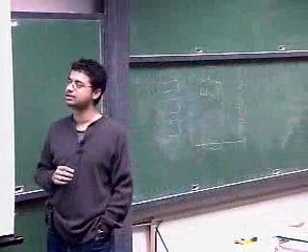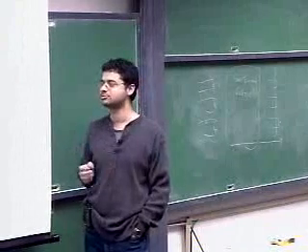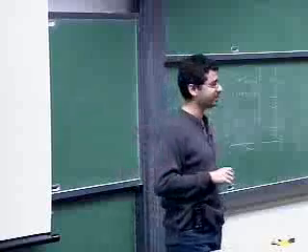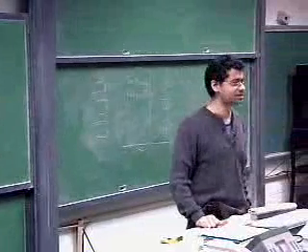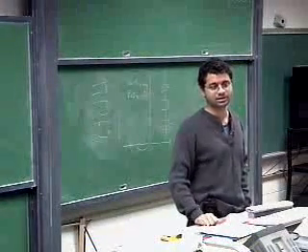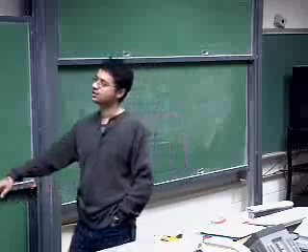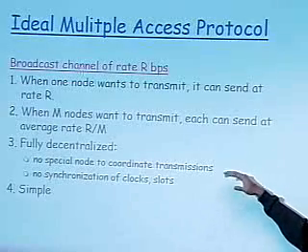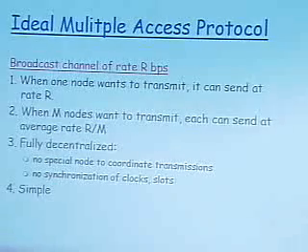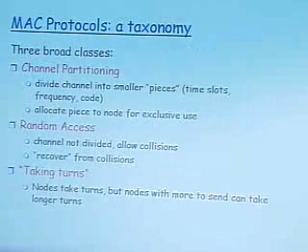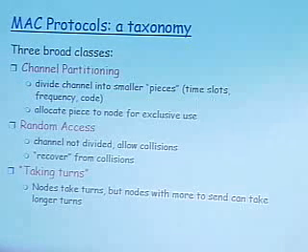The ideal protocol should be fully decentralized. No special mechanisms should be needed to coordinate, and we'll see that this becomes very difficult. And the ideal mechanism should be simple. These are all the desirable properties of ideal multiple access protocols, and we'll see that the different protocols will achieve some of them, not all of them. Achieving all of them simultaneously is very difficult. So what are the kinds of MAC protocols? There are three broad classes.